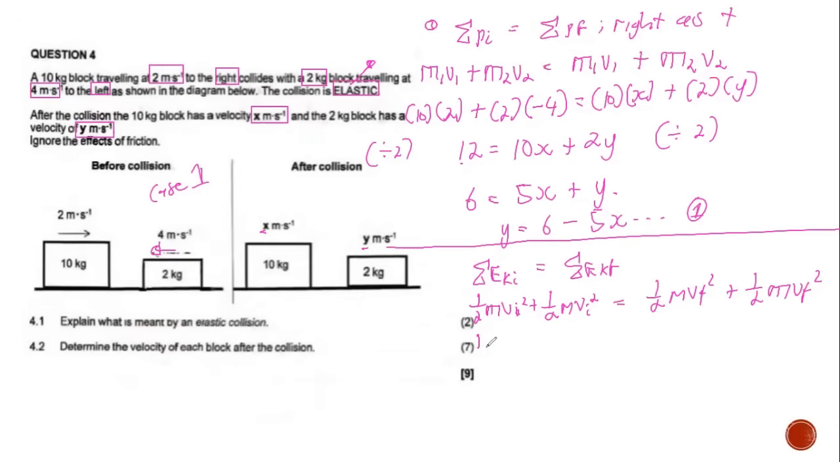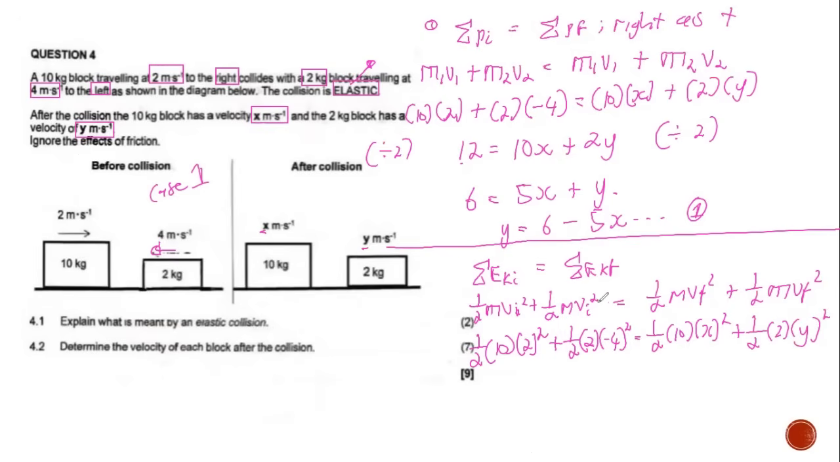Then this is half, and the mass is 10. Initial velocity is 2, and then squared, do not forget. Then I have half here, and that's 2, and then negative 4 squared, don't forget. And then half, I have 10, and this is x squared. Then plus half, I have 2, and this is y squared.